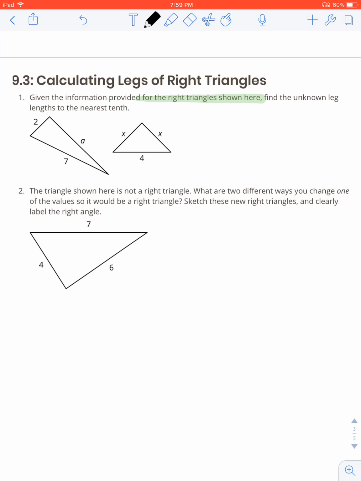I'm going to erase this several times. Before I get going, I'm going to do just problem one, and then I'll solve it, and then we'll discuss problem two. So go ahead and pause here and solve problem one.